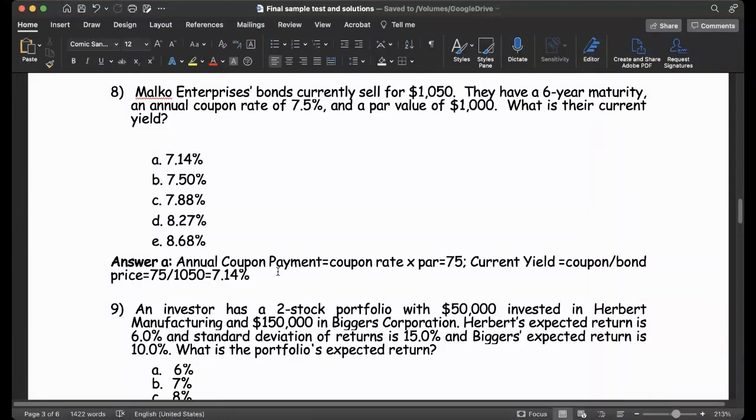Okay, for the annual coupon payment, we need to use coupon rate 7.5% multiplied by par value 1,000. We need to get 75. So current yield becomes the coupon payment 75 divided by bond price 1050. We have option A, 7.14% as the right answer.